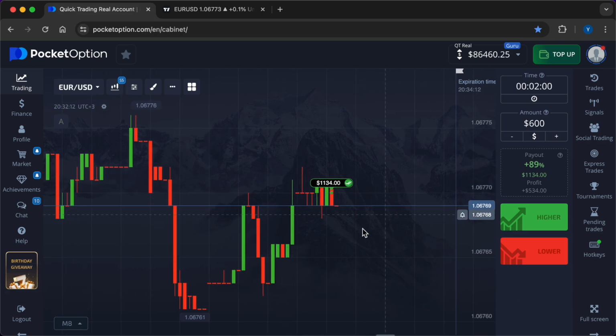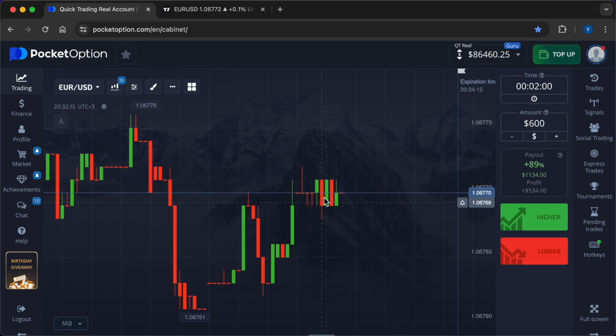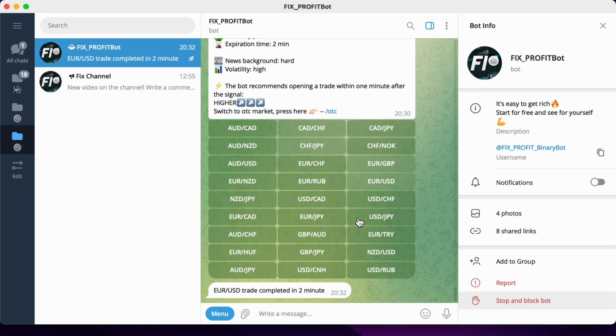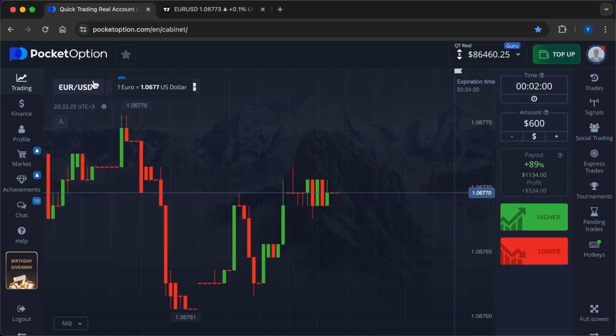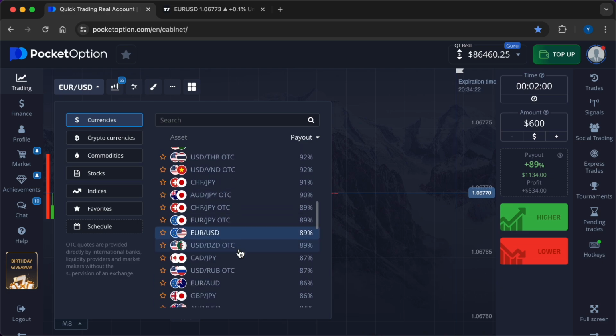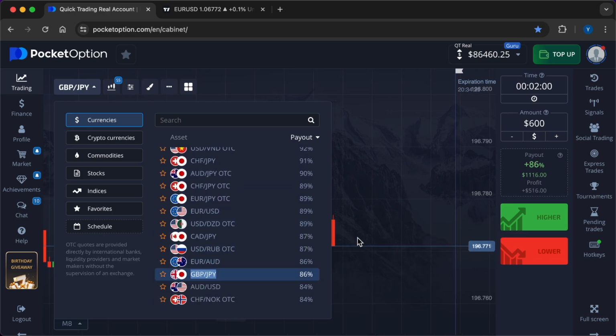Good luck to everyone, and here is the first trade completed, confirming the accuracy of my signal and technical analysis. $534 plus. Now I will change the currency pair for variety and to demonstrate the flexibility of my thinking.